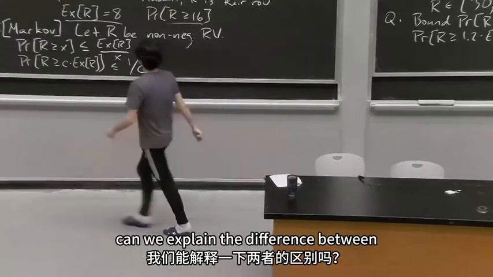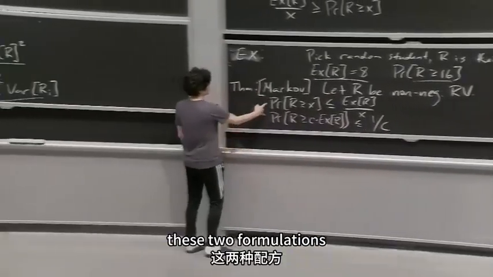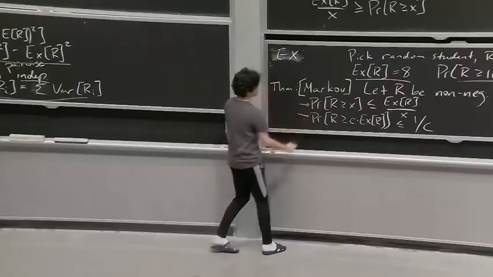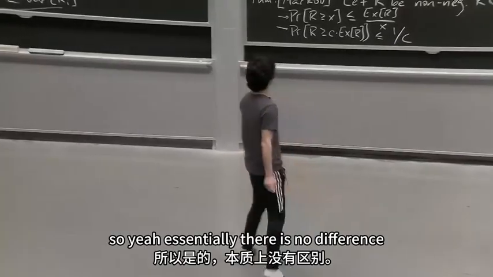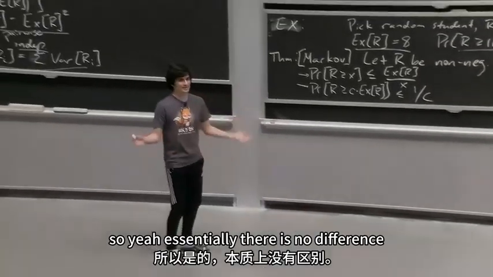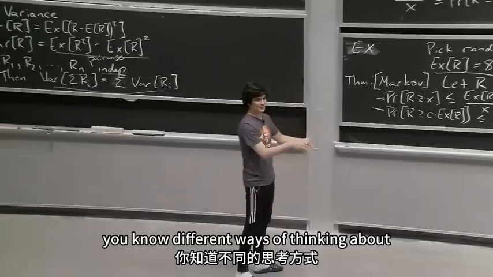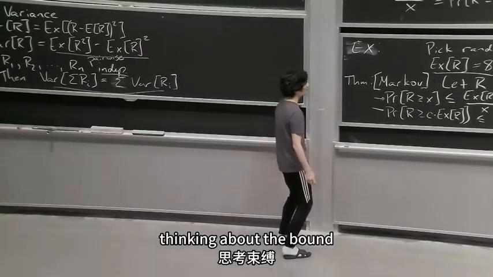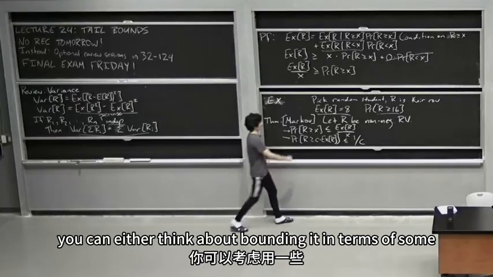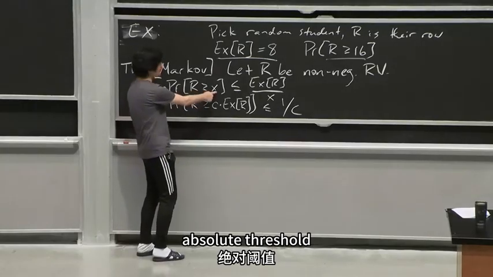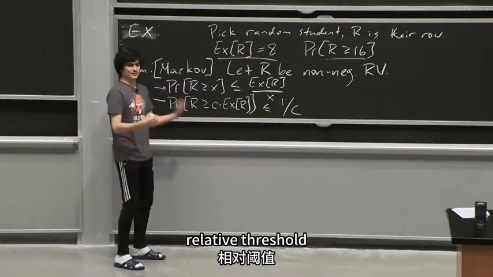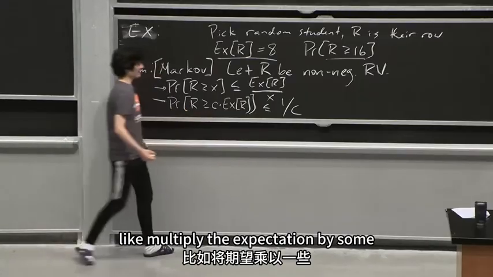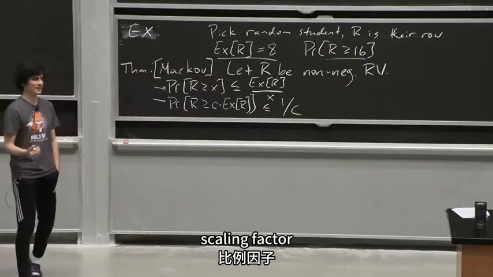Oh, the question is, can we explain the difference between these two formulations? So essentially there is no difference. They're just different ways of thinking about the bound. You can either think about bounding it in terms of some absolute threshold, or in terms of some relative threshold, like multiplying the expectation by some scaling factor.